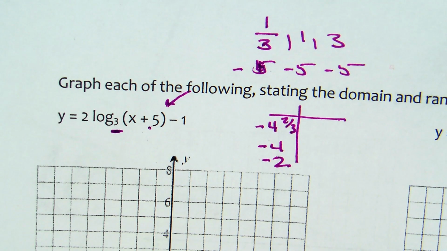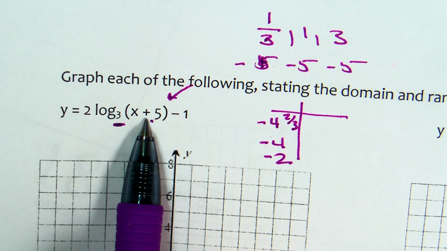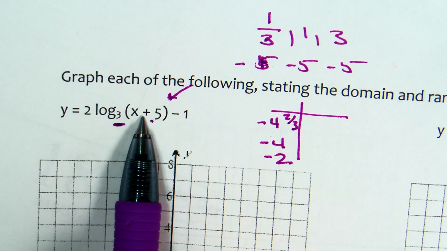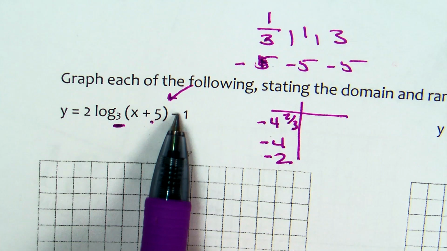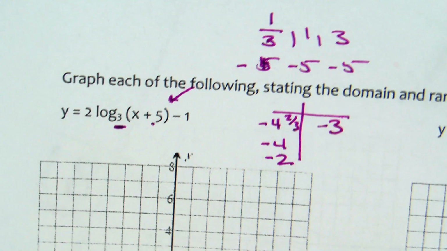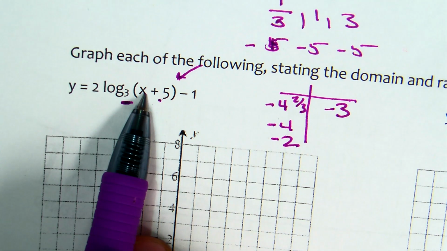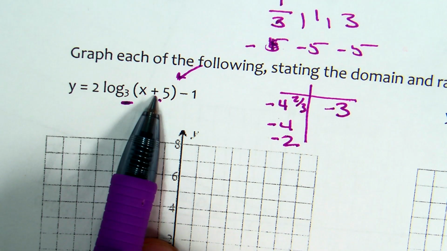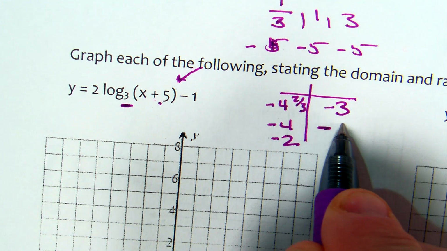Why? Because when I now plug in negative 4 2/3, negative 4 2/3 plus 5 is 1/3. Log base 3 of 1/3 is negative 1. Negative 1 times 2 is negative 2. Negative 2 minus 1 is negative 3. When I plug in negative 4, negative 4 plus 5 is 1. The log of 1 is 0. 0 times anything is 0. 0 minus 1 is negative 1.